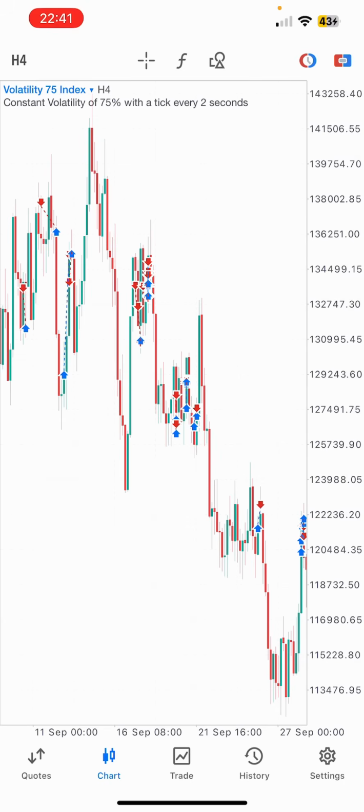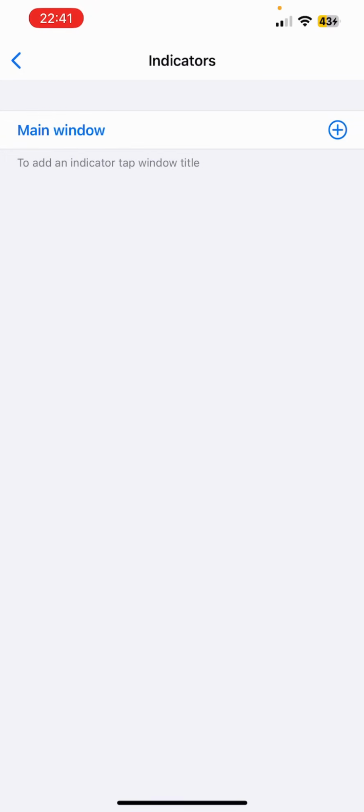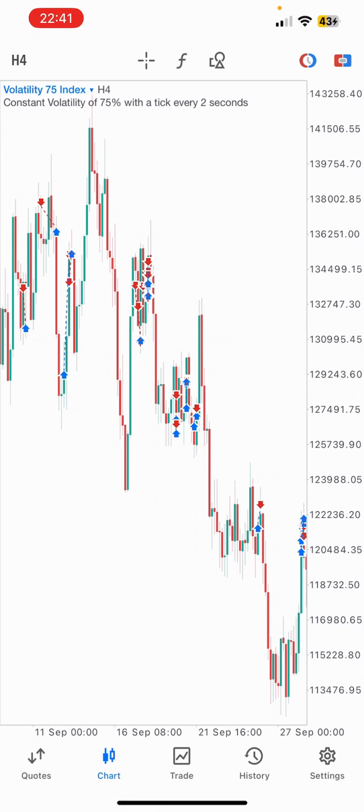The first thing you need to do is add our indicators. After setting up our indicators, I'm going to show you the things you need to look out for before you enter a trade. If you are using iPhone, you come to the top where you see this plus and F. This is where you add indicators.